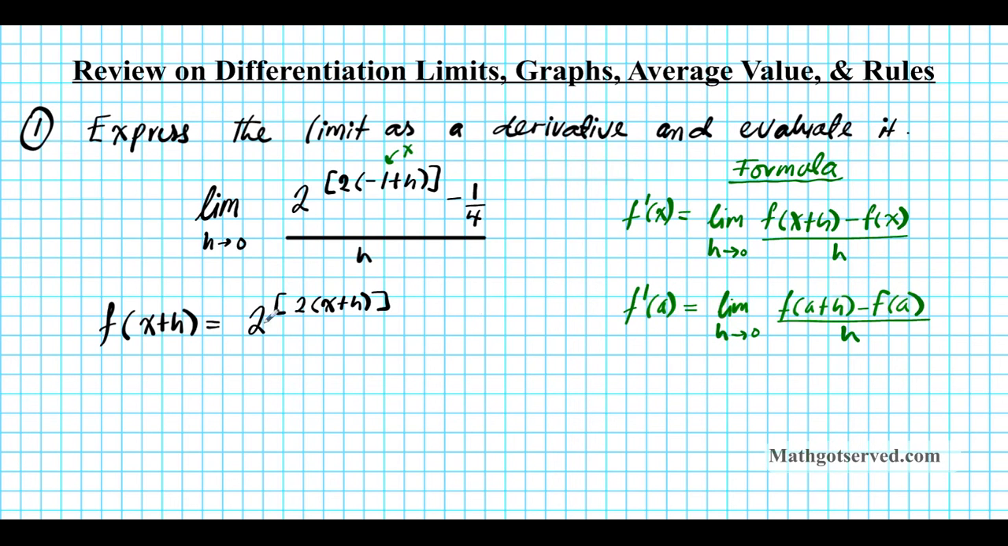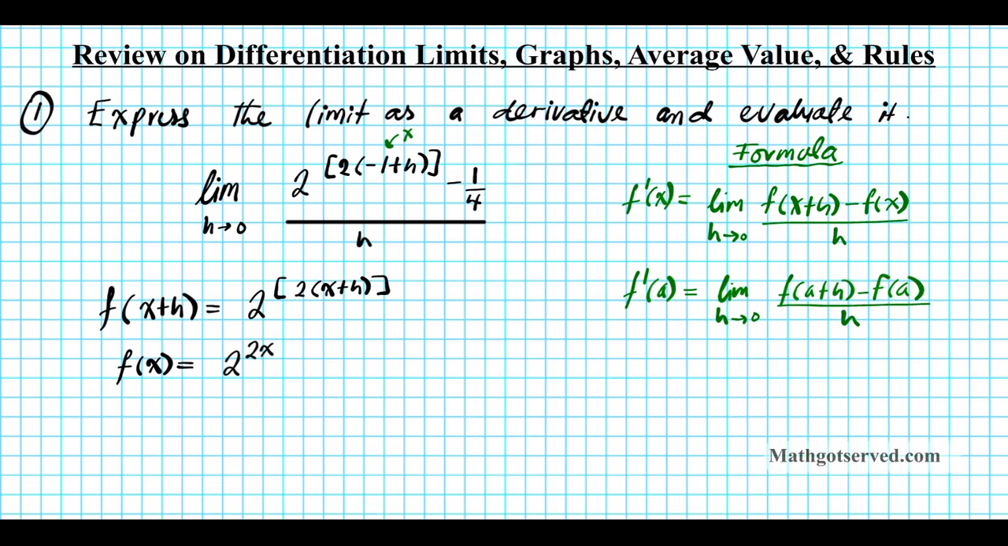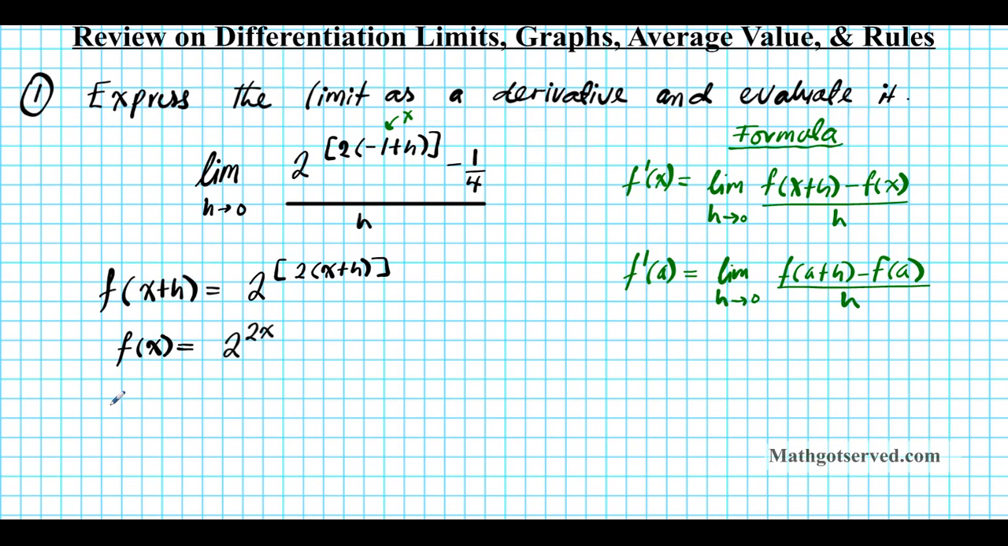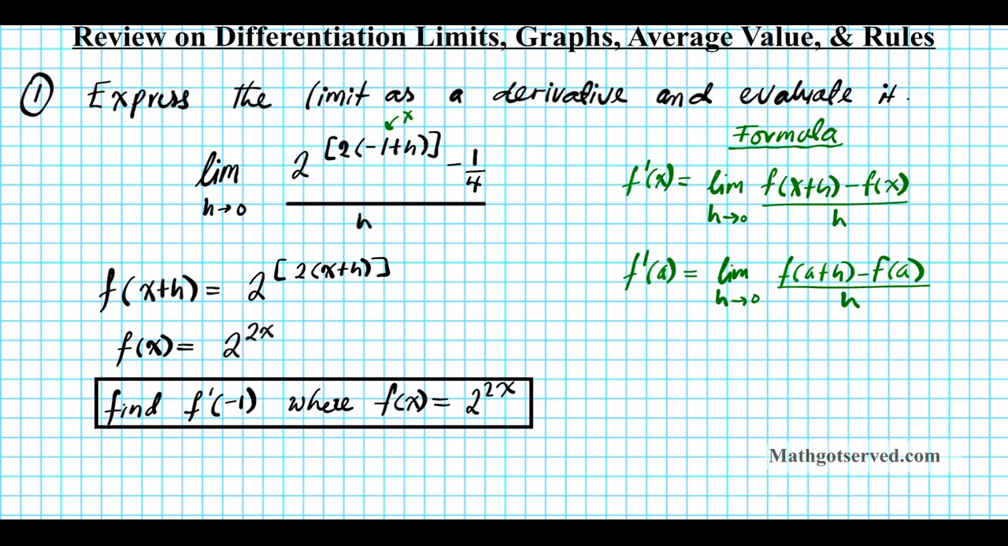Alright, so this is f of x plus h, then what must f of x be? Well, you just simply replace x plus h with x, so f of x is going to be 2 raised to the 2x. So this limit in derivative form can be written as we're to find f prime of -1 where the function f of x is equal to 2 raised to the 2x. Okay, so this is our first answer, evaluating the derivative of the function 2 to the 2x at -1.